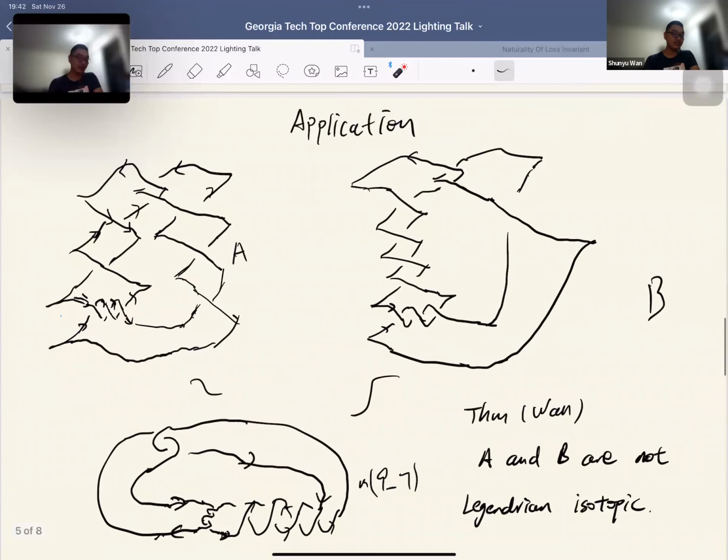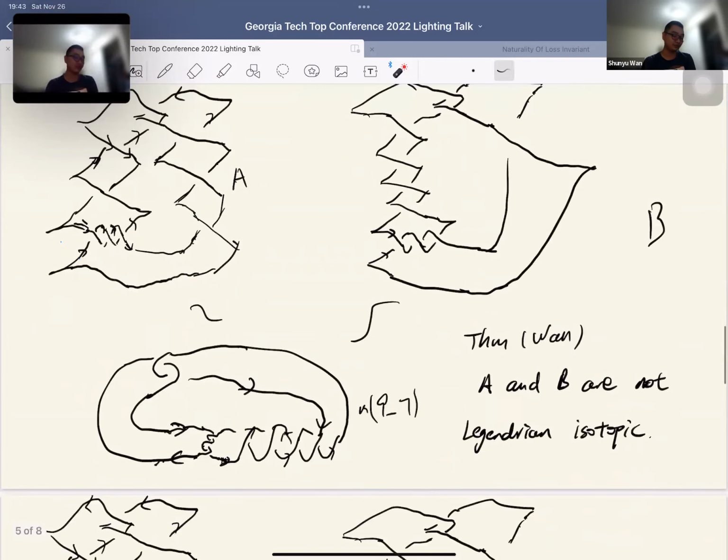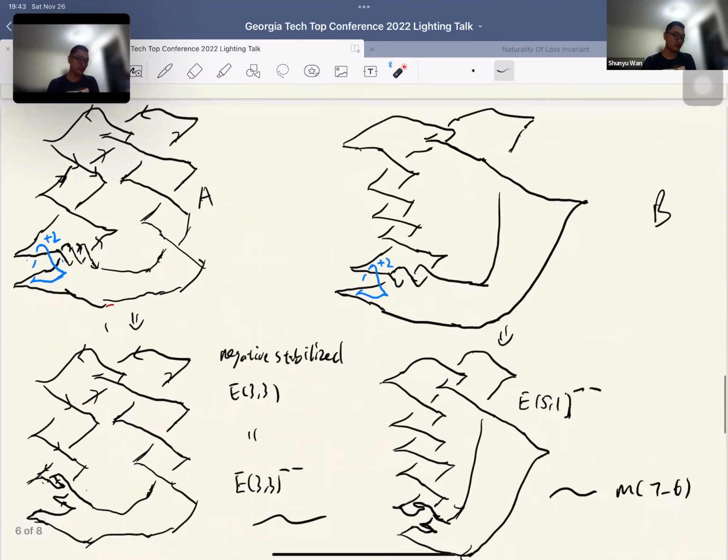Next, let's see our applications. We consider these two Lagrangian knots A and B, which are smoothly isotopic to the mirror of 9_42, and the theorem is that they are not Lagrangian isotopic. The trick is as follows. We do the contact plus two surgeries on the unknots, and the resulting ones are two stabilizations of this so-called E33 knot and two negative stabilizations of the E51 knot. And those two knots are both smoothly the mirror of the 7_6 knot.